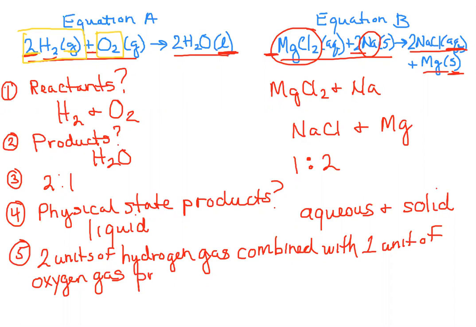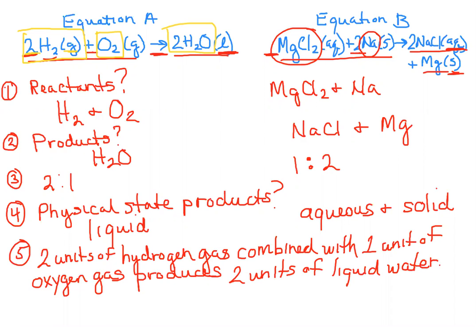produces or yields, that's the equal sign or the arrow. What does it produce? It produces 2 units of liquid water. Now, I don't know if you really need to say liquid because it could be solid or something. So liquid water, because it tells us here that it's a liquid. Okay, that is how you do the activity for section 3.